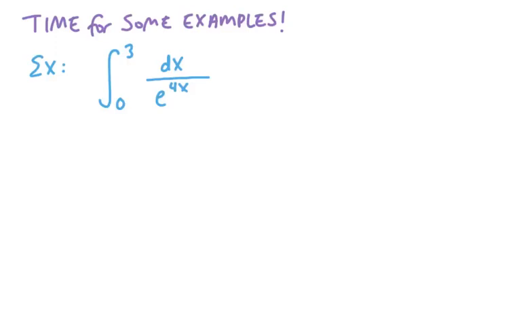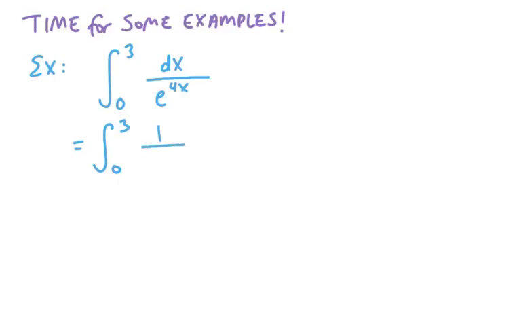But anyways, here's our first example. We're going to try integrating from 0 to 3 the function 1 over e to the 4x dx. So the way this integral is written is typical, but might not be something we're quite used to yet. So I'd like to just start by rewriting to make it a little bit more clear.